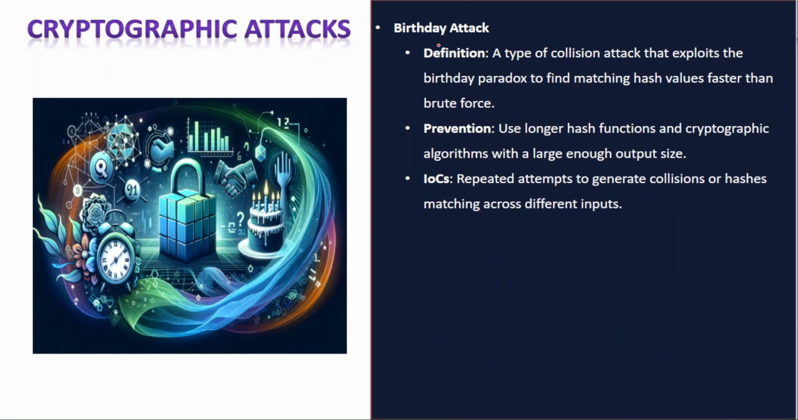Another cryptographic attack is the birthday attack, which is a type of collision attack that exploits the birthday paradox to find matching hash values faster than brute force. Prevention includes using longer hash functions and cryptographic algorithms with a large enough output size. Indicators of compromise include repeated attempts to generate collisions, or hashes matching across different inputs.